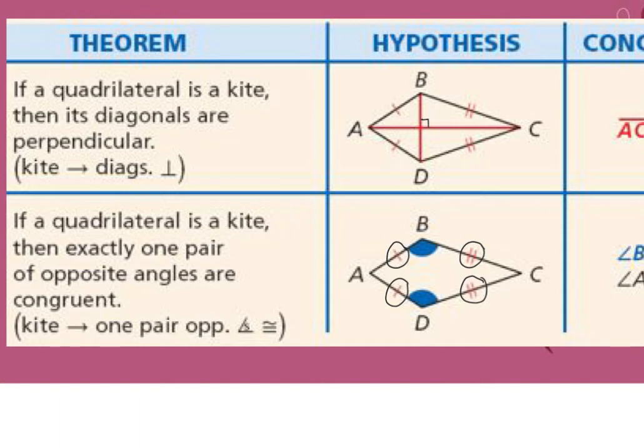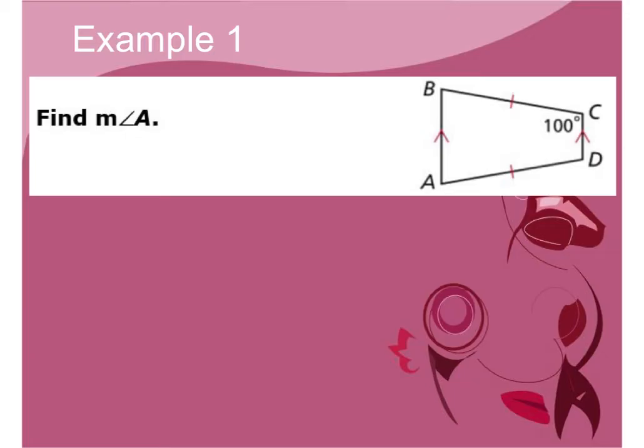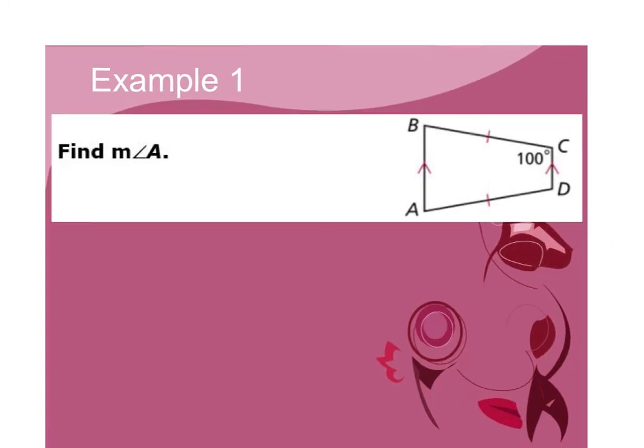So if we jump back a slide, some examples. Find the measure of angle A. Well, first off, we learned about trapezoids and we learned about kites. Is this a trapezoid or a kite? Trapezoid. Trapezoid, very good. So let's label it a trapezoid.